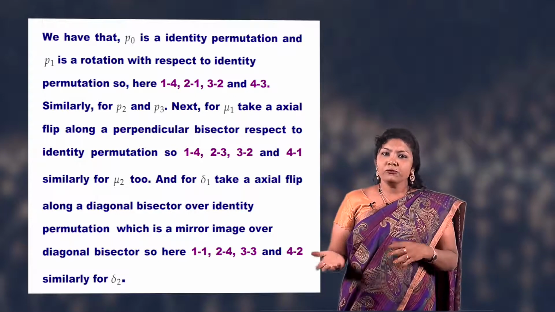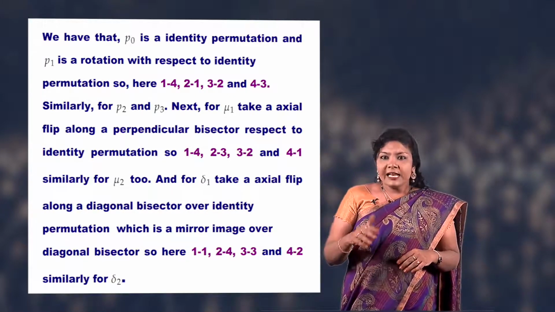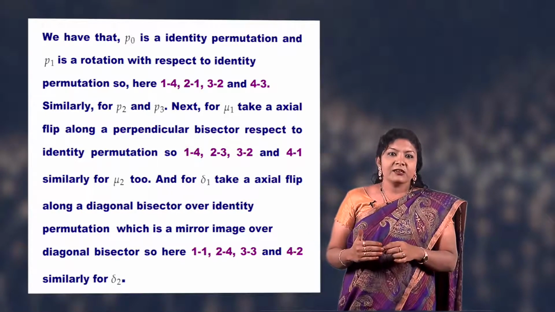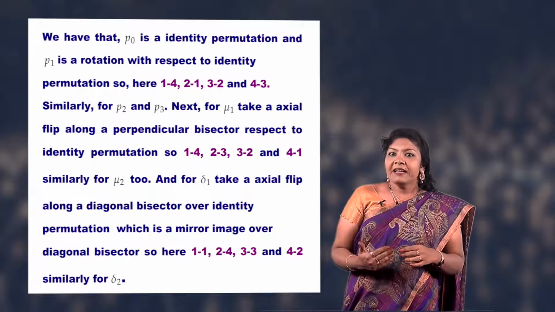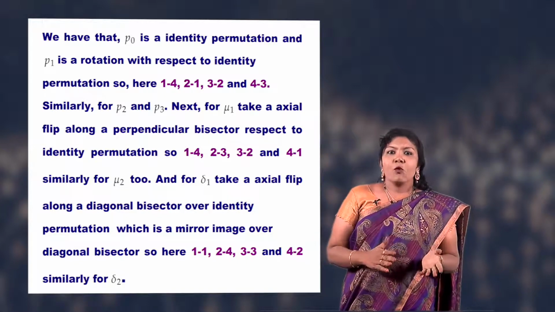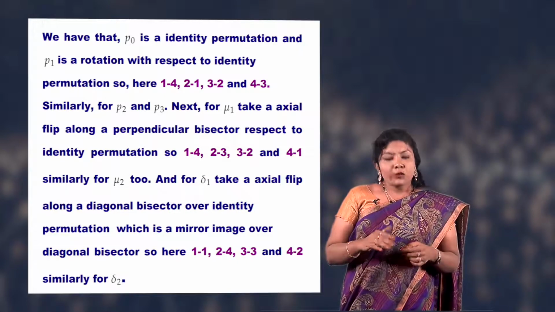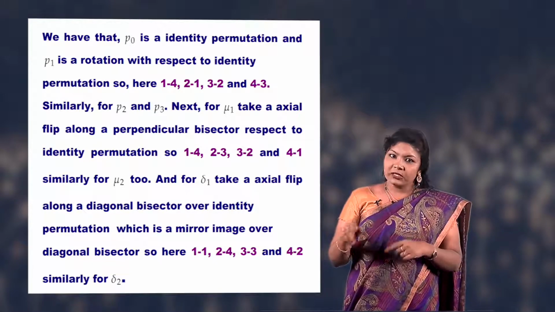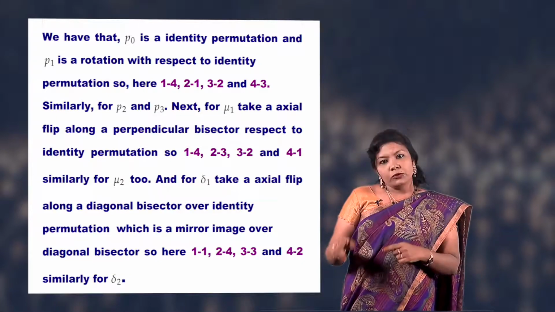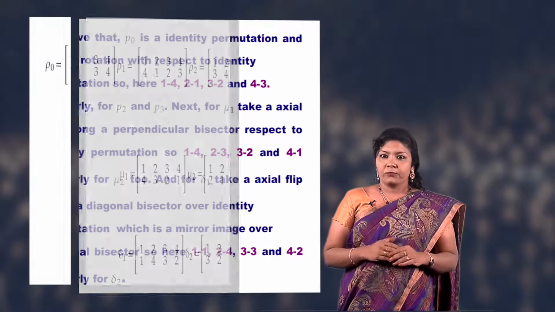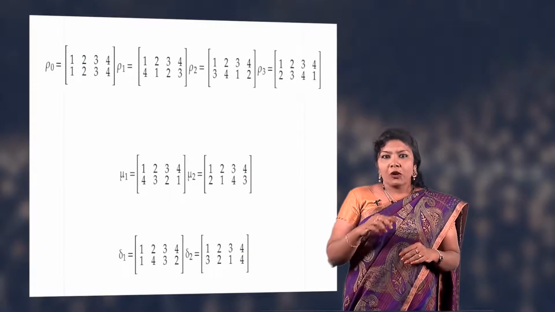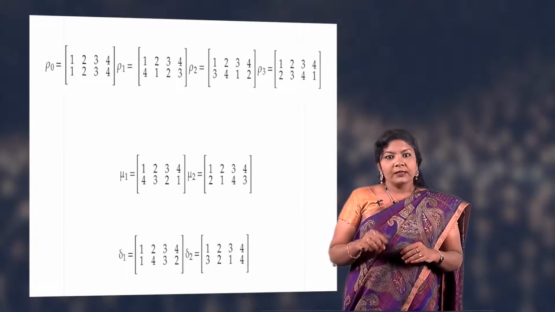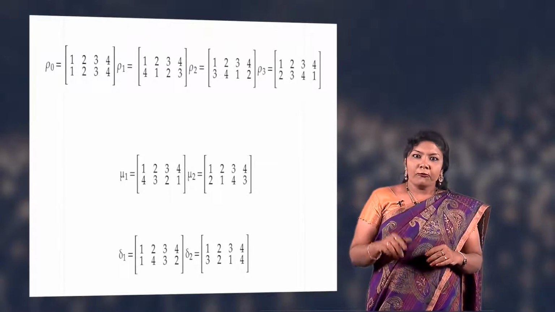Similarly, for mu2 too. And for delta 1, take an axial flip along a diagonal bisector over the identity permutation, which is a mirror image over the diagonal bisector. So, here 1 goes to 1, 2 goes to 4, 3 goes to 3 and 4 goes to 2. Similarly, for delta 2. See here, rho 0 is equal to 1 goes to 1, 2 goes to 2, 3 goes to 3, 4 goes to 4.